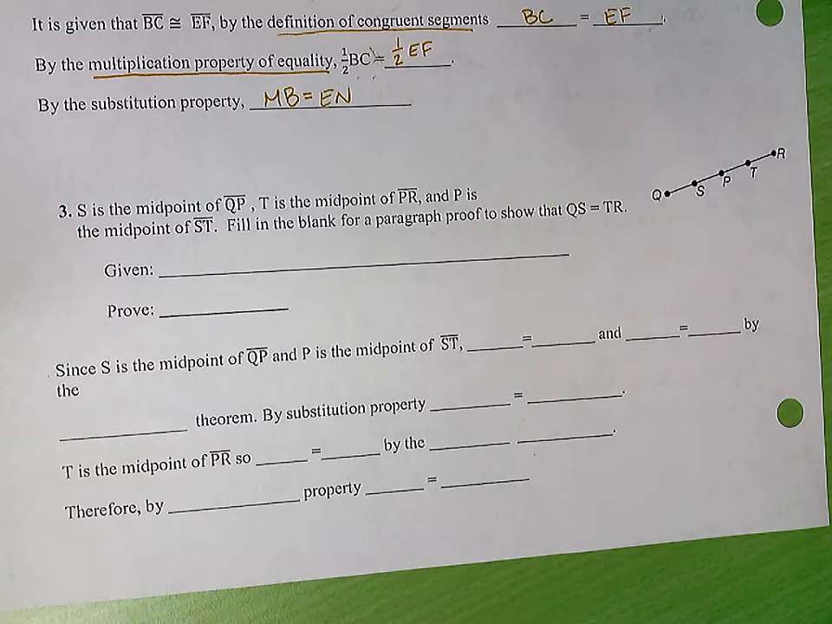So then you want to use that second one. So P is the midpoint of S, T is the middle.